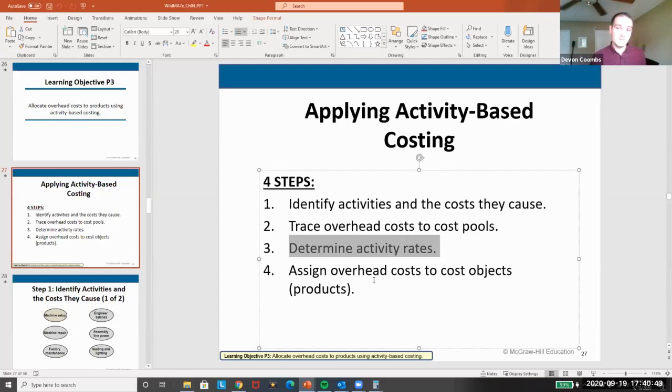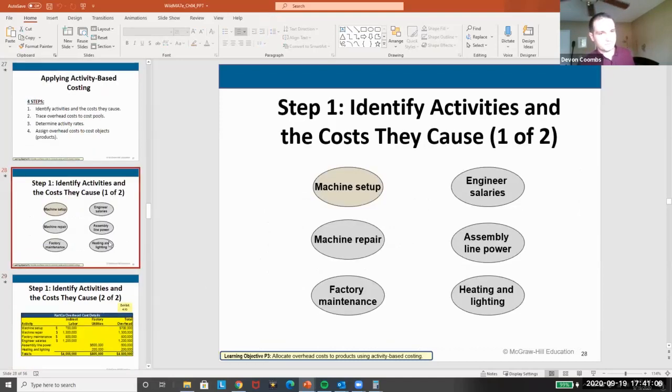Then we determine the activity rates. So how much activity happens in a year? How many labor hours? How many machine hours? And then ultimately assign those buckets of our cost basis or cost pools to the cost objects. So once we determine the activity rates, the rate per hour, then we assign it to the object. The cost object is just our product that we're selling.